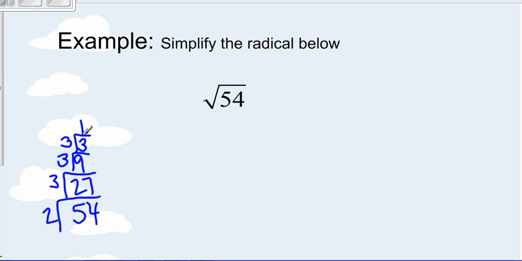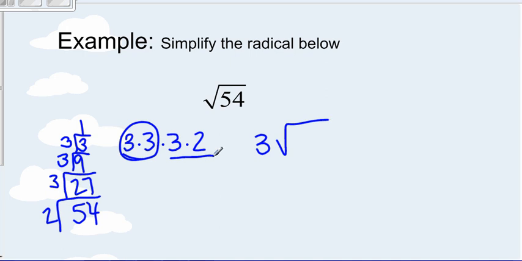Okay, then I'm going to rewrite my terms out. So I've got 3 times 3 times 3 times 2. I'm going to circle any pairs. Those are going to now come outside of my radical as one number. So if I had had 2 pairs, right, I would have had 3 times 3, but I only have 1. So I'm going to put 3 on the outside. And then what's left goes back on the inside. So 3 times 2 is 6. Okay, so 3 square root of 6 would be the simplified version of that radical.